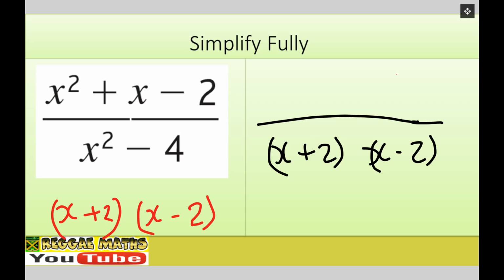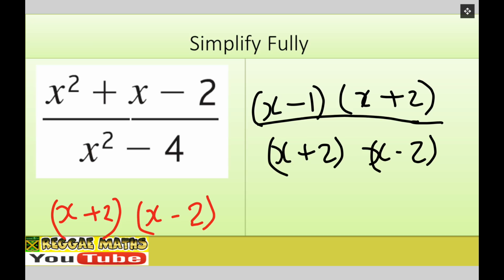So if we look at the top here, it's an x squared, so we've got x, we've got x. You can actually close the brackets. So now we need two numbers that when we times together we get minus 2, and when we add together we get plus 1. So it's going to be a plus 2, minus 1.